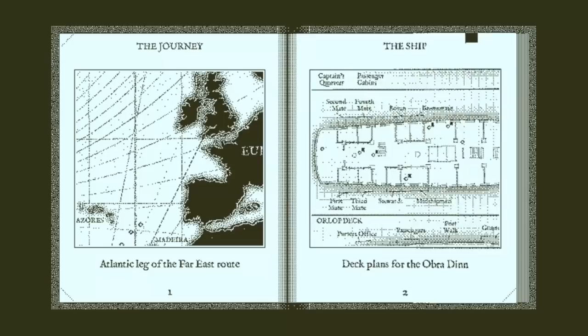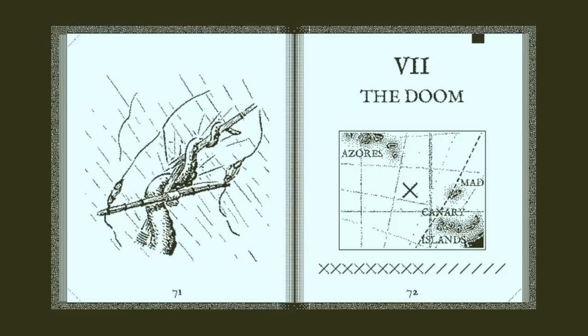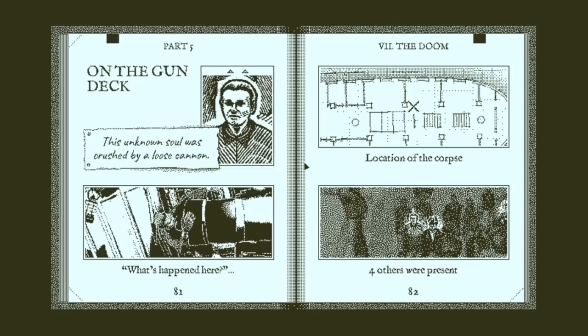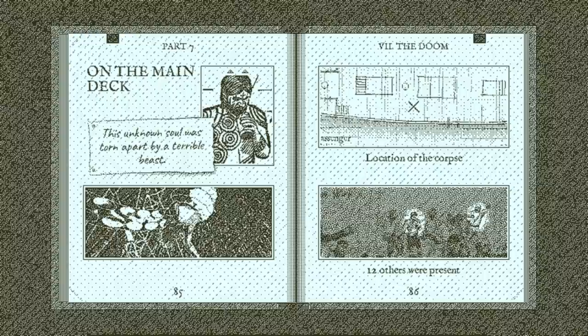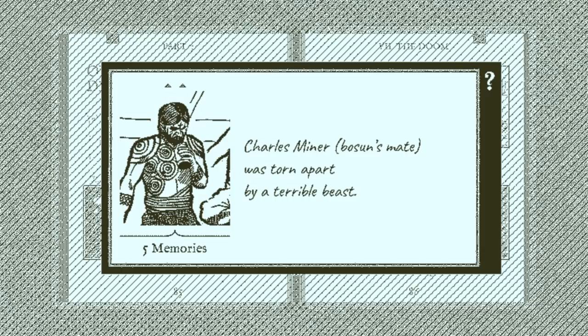Okay, let's go back to crew. It would be the escape? No, it would be the doom. Is that where the Frenchman was? Yes. That's the artist. That's this guy. Where's the dude with the tattoos? This guy. That's it. Yes, this is the Frenchman. Charles Minor was torn apart by a terrible beast. Yes, that's him. All right, we got it.